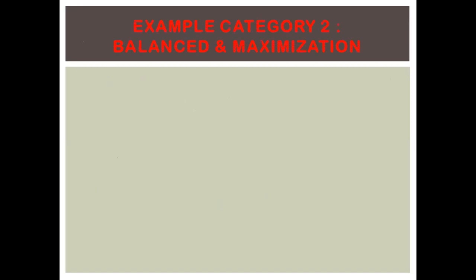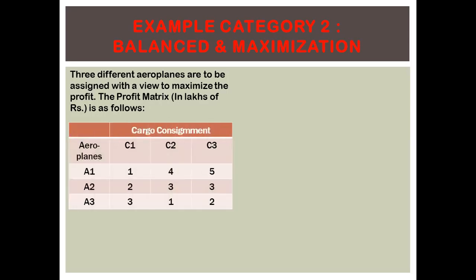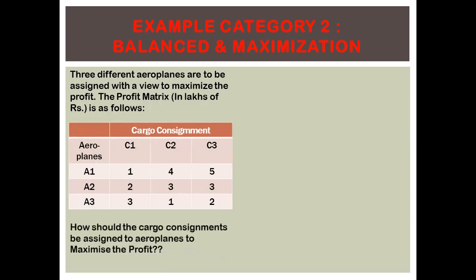So here comes an example of category 2, that is balanced and maximization. 3 different aeroplanes are to be assigned with a view to maximize the profit. Profit matrix in lakhs of rupees is as follows. So this is a particular matrix which is given to you. How should the cargo consignments be assigned to the aeroplanes to maximize the profit? So class, this is the sum which I come across.